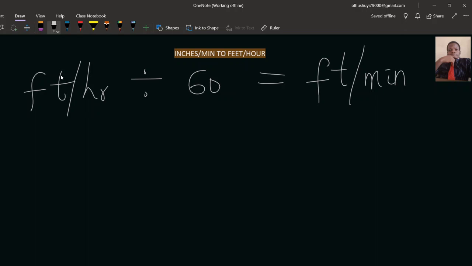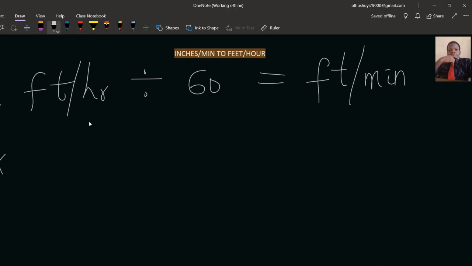Get it straight. So what that means is indirectly you're just changing your hour to minute. So whenever you have your feet per hour and you have to express it in feet per minute, just divide your feet per hour by 60. You get your value straight up. So can we try something regarding that? Okay, let me just write that.